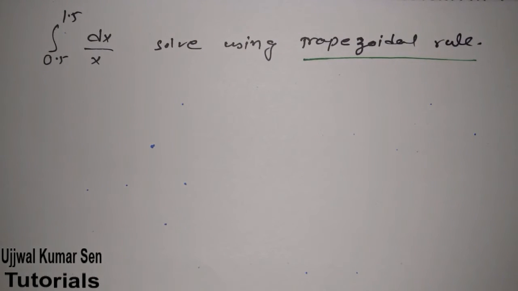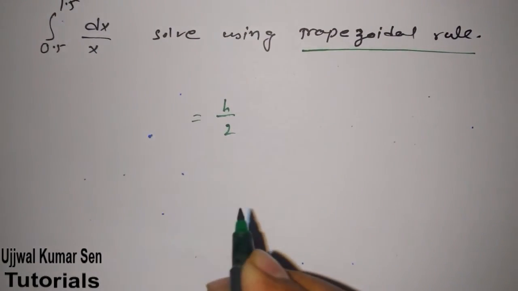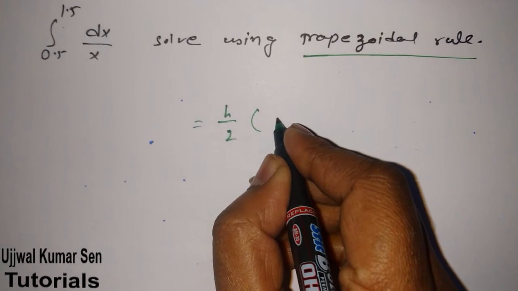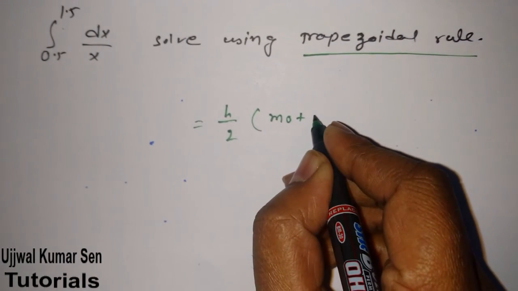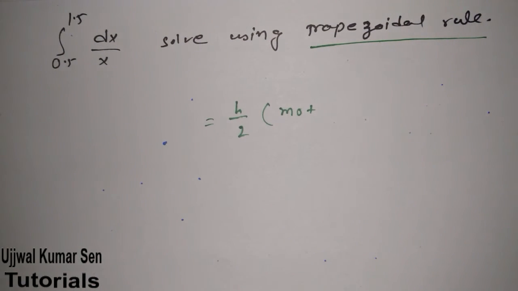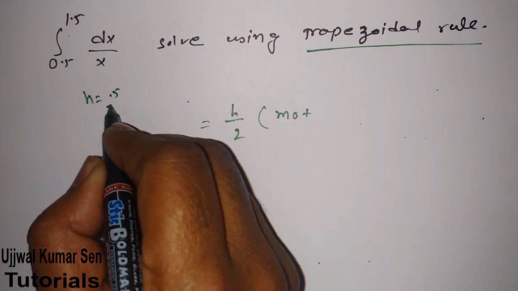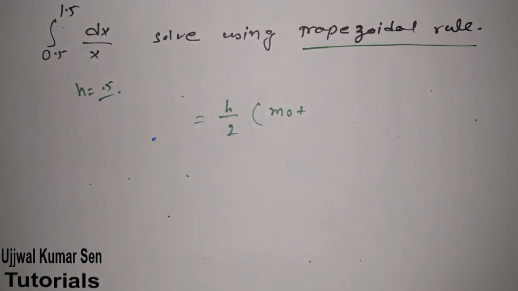What is the formula we implement? That is important. The formula is h by 2, and then m naught. Here, what is h? h is basically the interval. So don't get confused in that case. In this question, the interval we are taking is h is equal to 0.5.